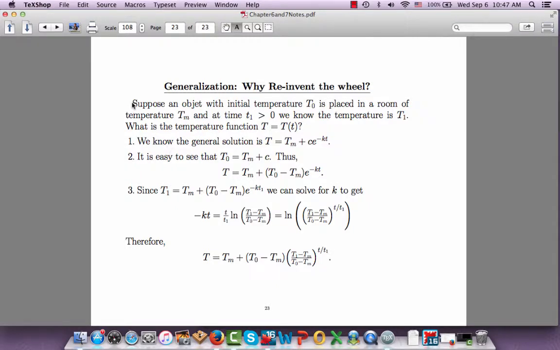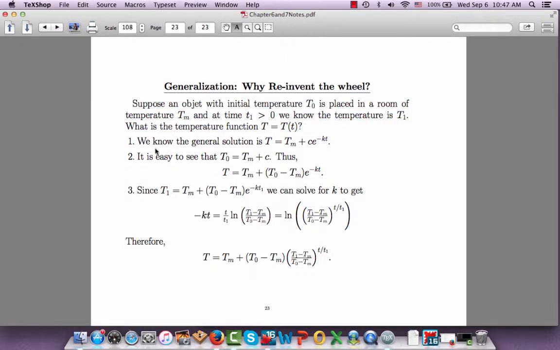So here's the general kind of problem that we're solving here. Suppose an object with initial temperature T sub 0 is placed in a room with temperature T sub m, and at time lowercase t sub 1, which is some future time, so it's generally positive, we know the temperature is some number capital T sub 1. So what is the temperature function?